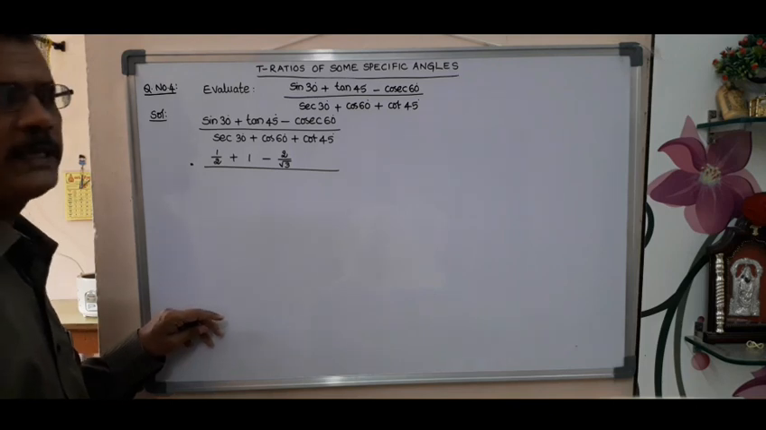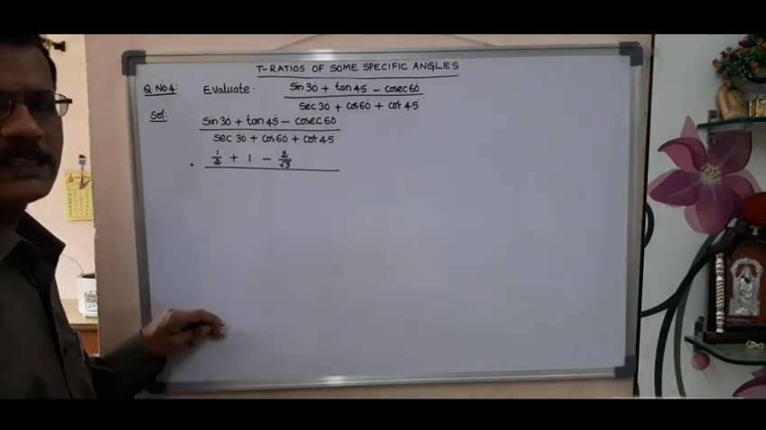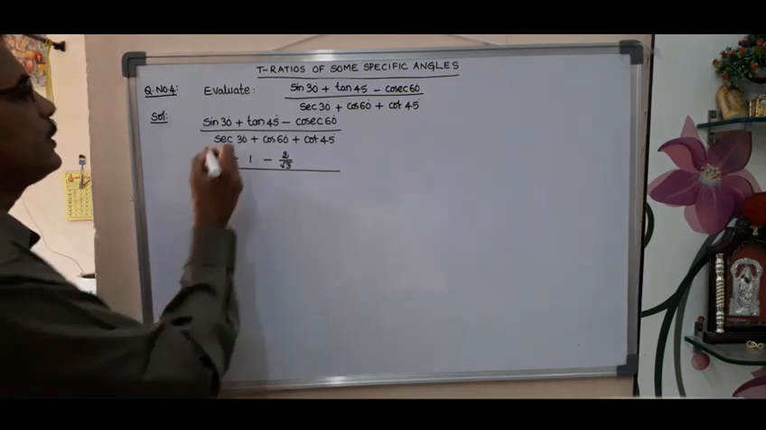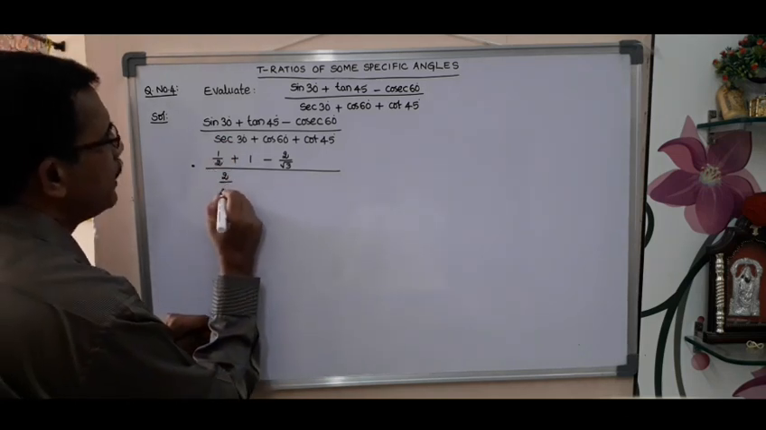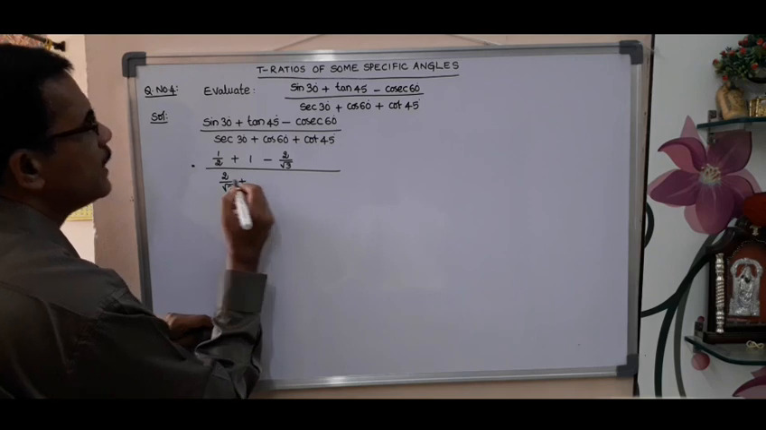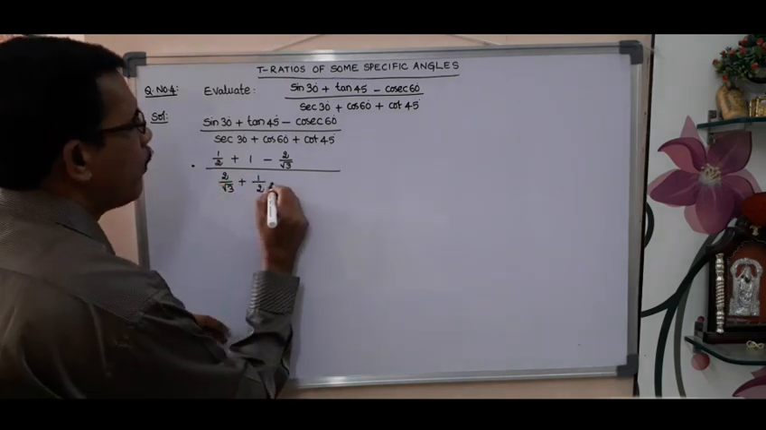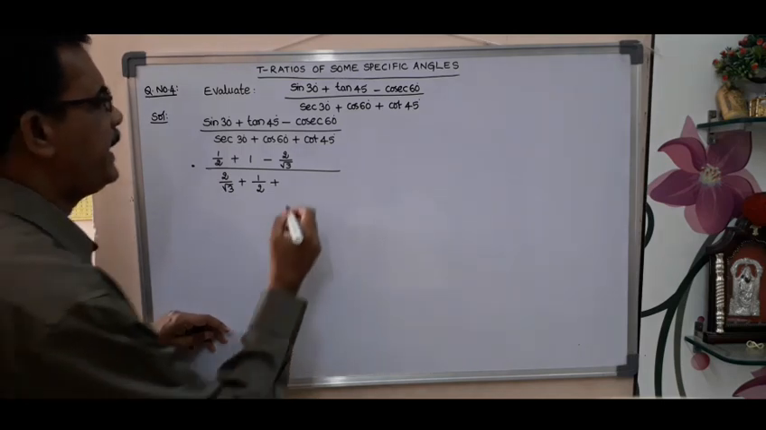Now in denominator, secant 30 degrees. Secant is the reciprocal of cos. Cos 30 degrees is root 3 by 2. So secant 30 is 2 by root 3, plus cos 60 degrees 1 by 2, plus cot 45 degrees 1.